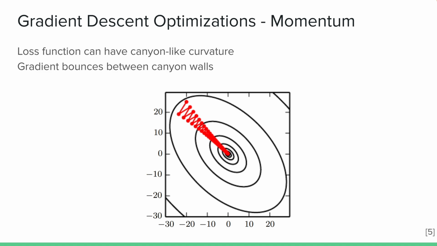Another issue that you can have with this optimization procedure is that our loss function can have canyon-like curvature. So what happens is that your gradient bounces between those canyon walls. Imagine you're hiking and then you have a canyon here and you would take a really big step which would bring it exactly to the other side of the hill. What would you do there? You would turn around and go exactly the way back, and then you would kind of bounce back and forth.